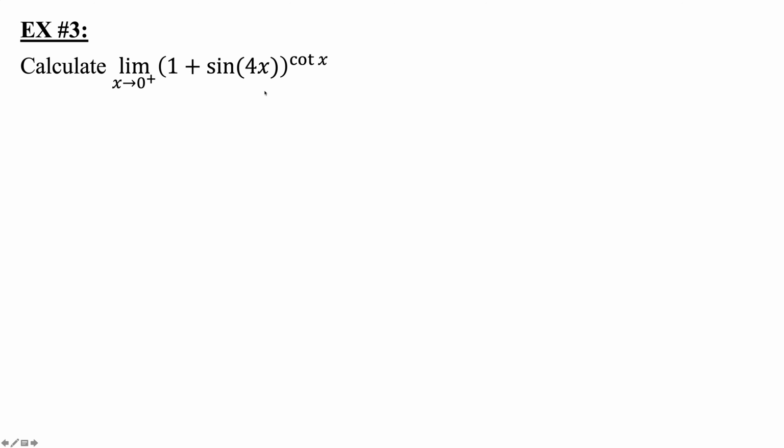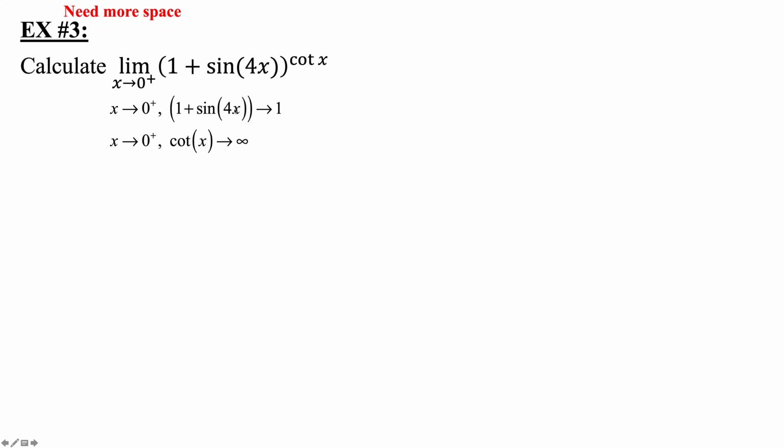So looking at an example here, we have our function, 1 plus sine of 4x, all raised to another function, cotangent of x. So again, you're going to need some space to write here, so be sparing with your space. So as x approaches 0 from the right, for the base function, that's our f of x, that's going to approach 1.